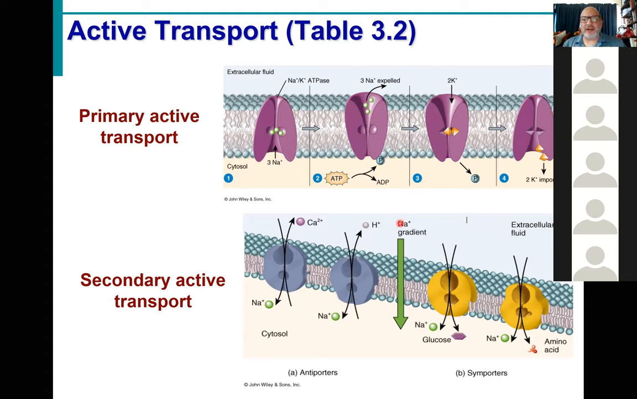Sodium wants to come in because, remember, there's a lot of sodium outside the cell. Sodium wants to come in because the inside of the cell is negative. But if a lot of sodium comes into the cell, then that's going to make the inside of the cell more positive. If a lot of sodium comes in, it could potentially reach equilibrium. And if the inside of the cell gets positive, if sodium reaches equilibrium, is sodium going to want to come in anymore?